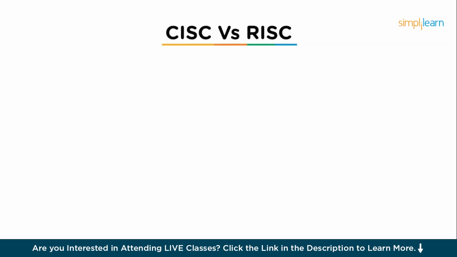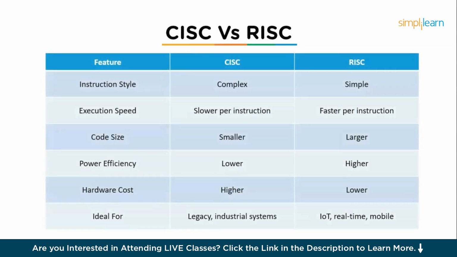So let's compare the two side by side. CISC in terms of instruction style is very complex compared to RISC. Then CISC in terms of execution speed is slower per instruction and RISC is faster per instruction. The code size for CISC is smaller, but the code size for RISC is larger. The power efficiency in CISC is lower. The power efficiency in RISC is higher. The hardware cost of CISC is higher and RISC is lower.